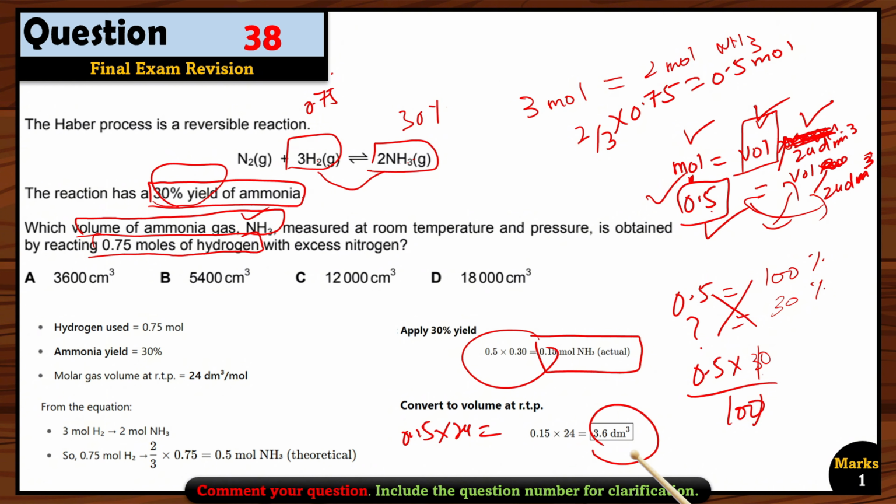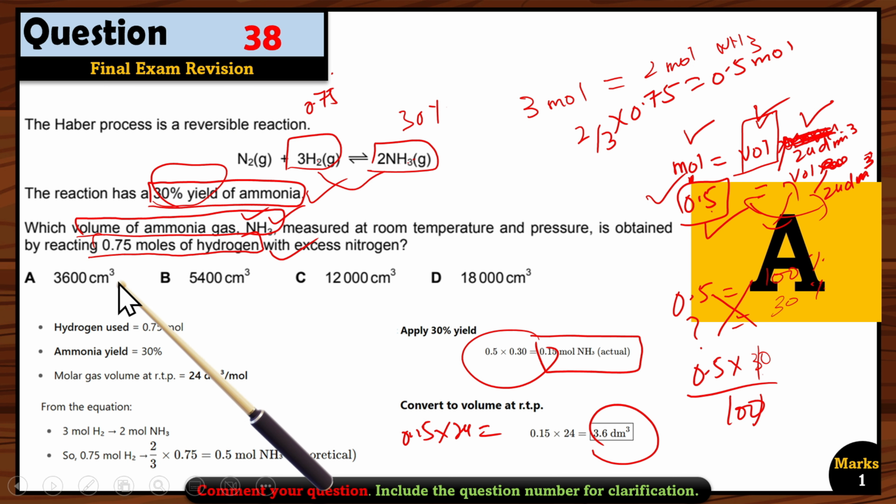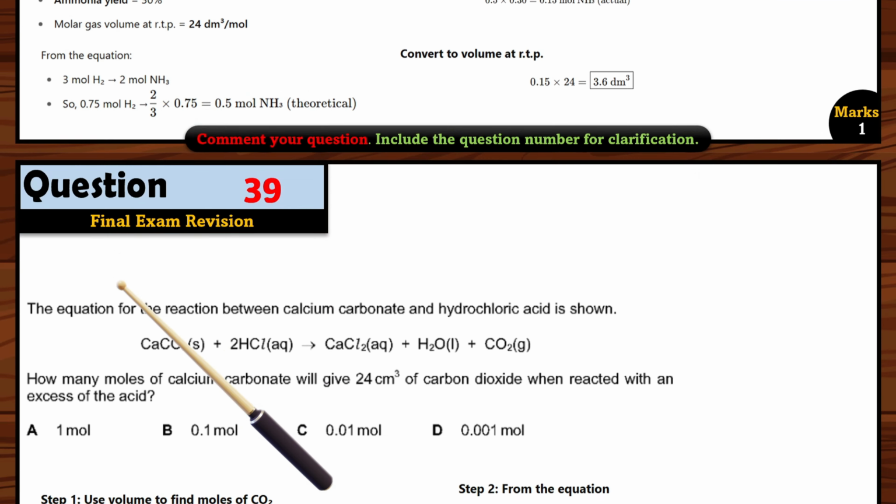Okay, so you have to first read all the questions carefully and find the information that is given in the question, because every piece of information is important. If you miss any of the information, your answer can be wrong. So 3.6 dm cube is actually 3600 centimeter cube. So that's why option A is the right option.